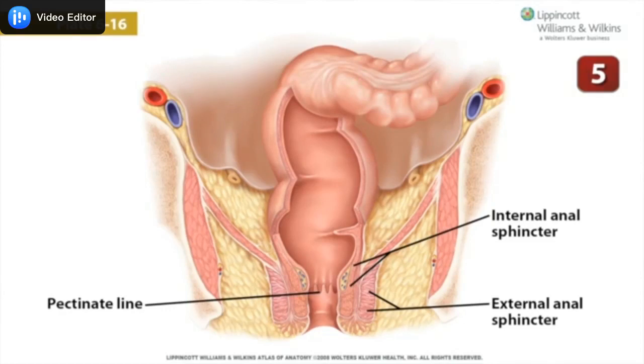The coordination of the anal sphincters and the mechanics of defecation are discussed in the solid anatomy lecture on the pelvic viscera.